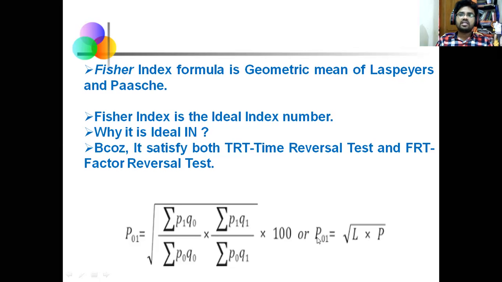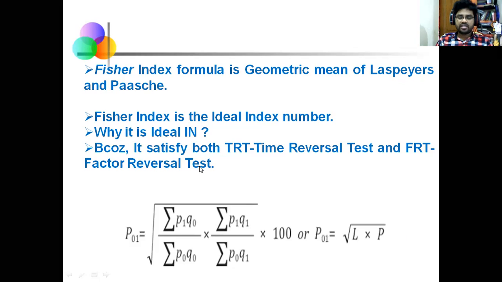Sometimes they will write it like this also: P01 is equal to the root of L into P into 100. L is nothing but the Laspeyres index value into the Paasche value into 100. So we will get a Fisher index value. Then we will come to know how we can calculate the Fisher index number.